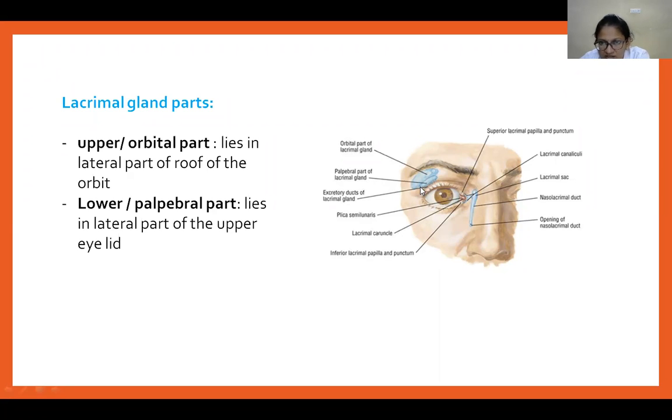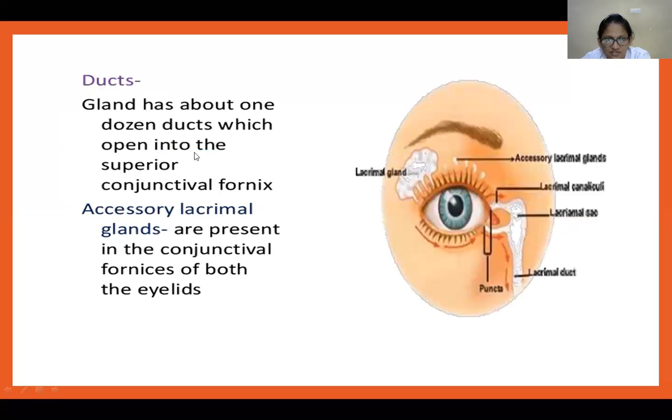Next, this lacrimal gland usually opens into the conjunctival sac through ducts. The lacrimal fluid is drained into the conjunctival sac through the lacrimal ducts. These lacrimal ducts are nearly 10 to 12 in number.